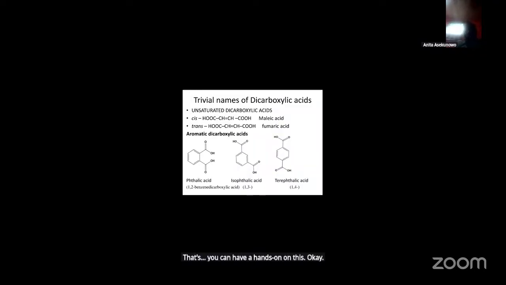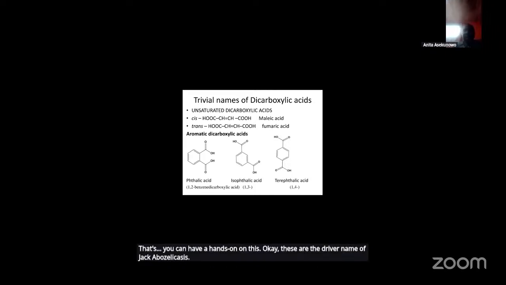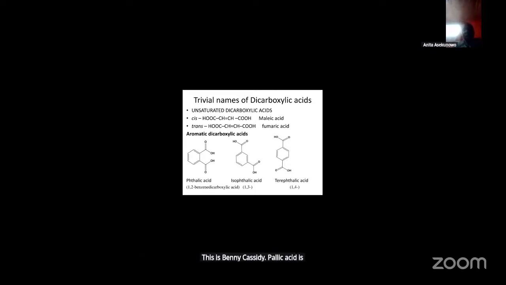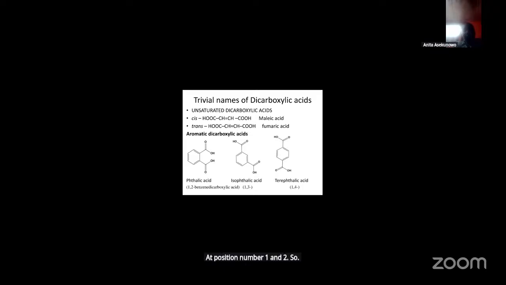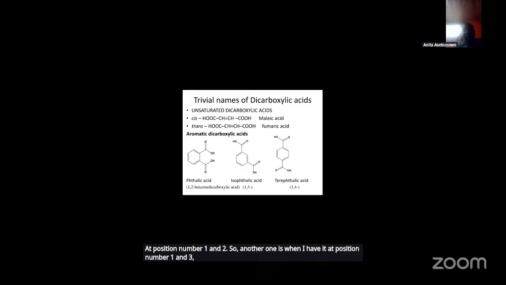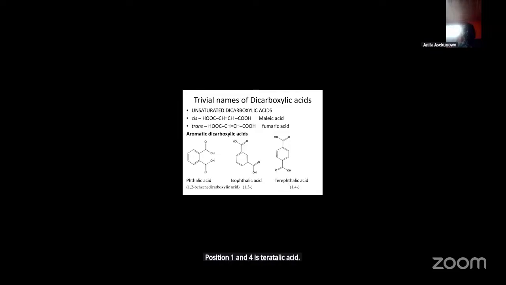Okay, these are the trivial names of dicarboxylic acids. This is phthalic acid. Phthalic acid is when I have dicarboxylic acid at position number 1 and 2. Another one is when I have it at position 1 and 3, I will call it isophthalic acid. Position 1 and 4 is terephthalic acid. So ortho position is 1 and 2, making it phthalic acid. 1 and 3 is meta position, making it isophthalic acid. 1 and 4 is para, making it terephthalic acid.